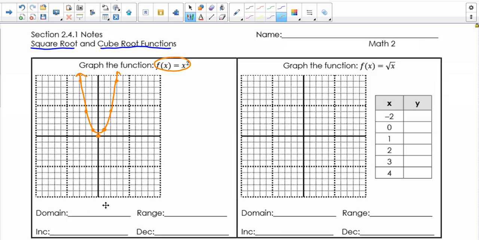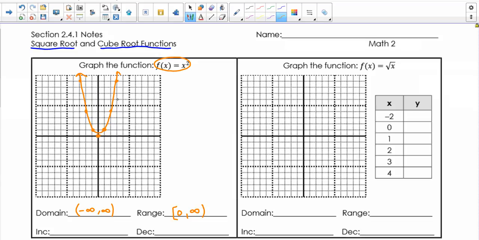My domain and range, so my domain, remember, is my x value, so it's left and right. This function is going to go left, it's going to go right, so my domain is negative infinity to positive infinity, which I do not include. My range is talking about my height. The function is going to go up forever, but it will only go as low as the height of 0. So my range is from 0 to positive infinity, but I do have to include the height of 0.